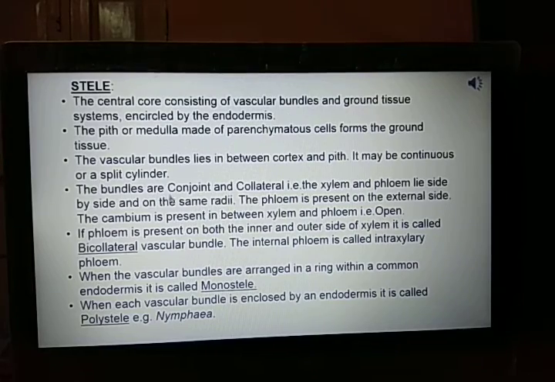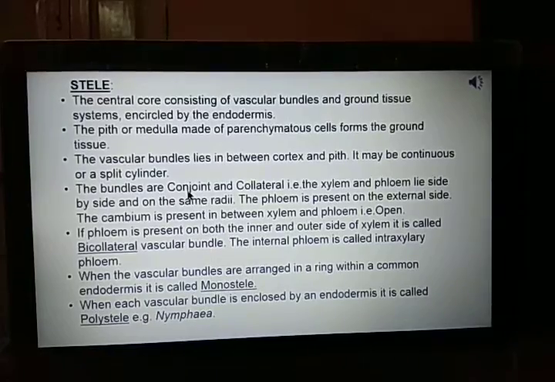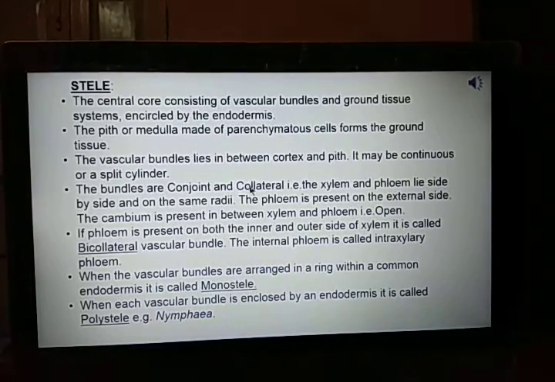The vascular bundles in the dicot stem are conjoined and collateral, that is, the xylem and phloem lie side by side and on the same radii. The phloem is usually present on the external side and the xylem is present on the internal side. The cambium lies in between the xylem and phloem, so the vascular bundles are known as open.